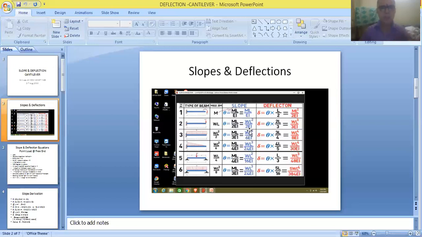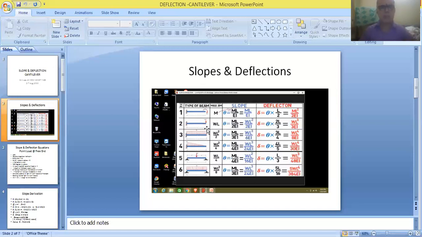This is the slope formula for a point load acting on the cantilever, and this is the slope formula for a UDL acting on the cantilever. And similarly, for deflection formulas also. This is the deflection formula for a point load acting on the cantilever. And finally, this is the deflection formula for a uniformly distributed load acting on the cantilever.